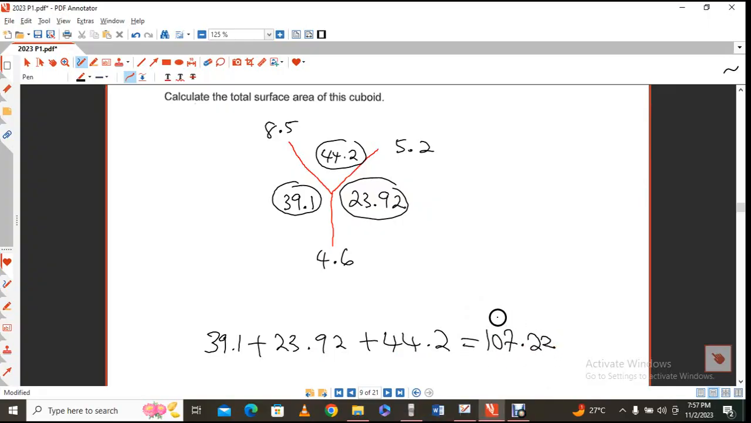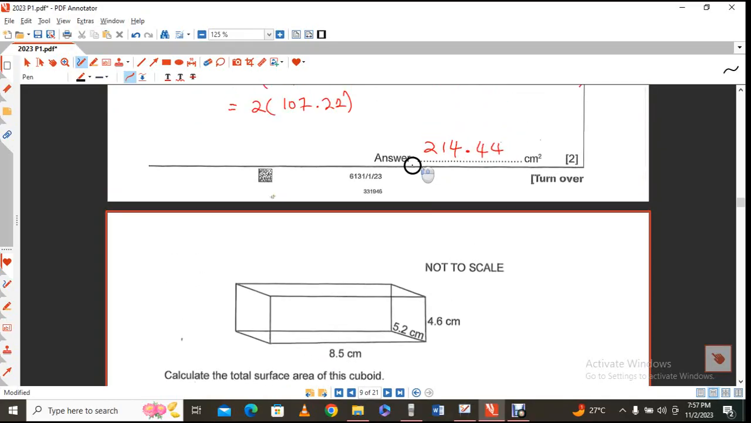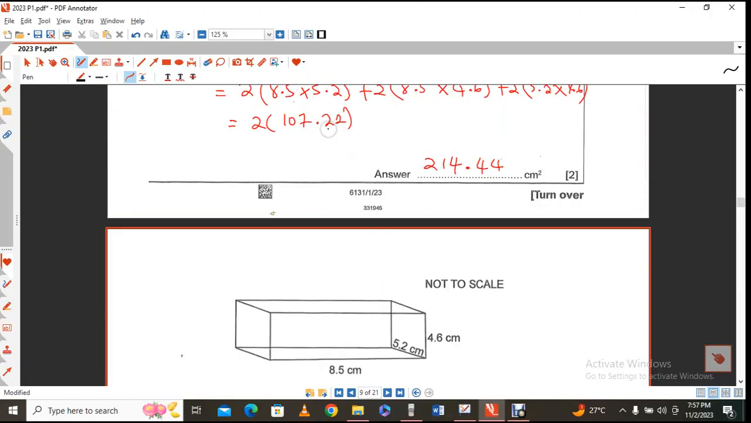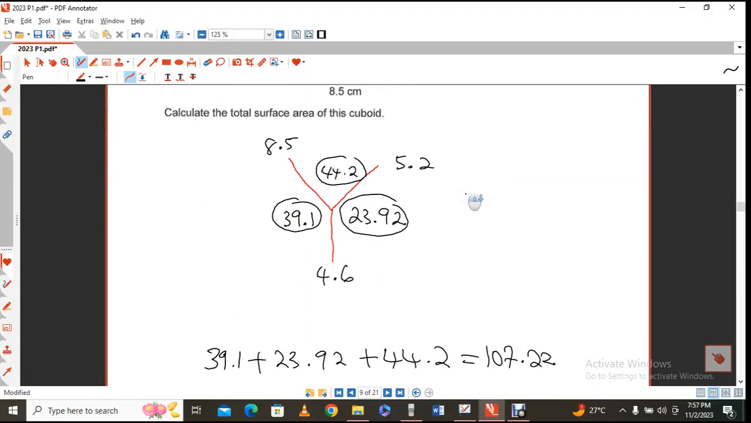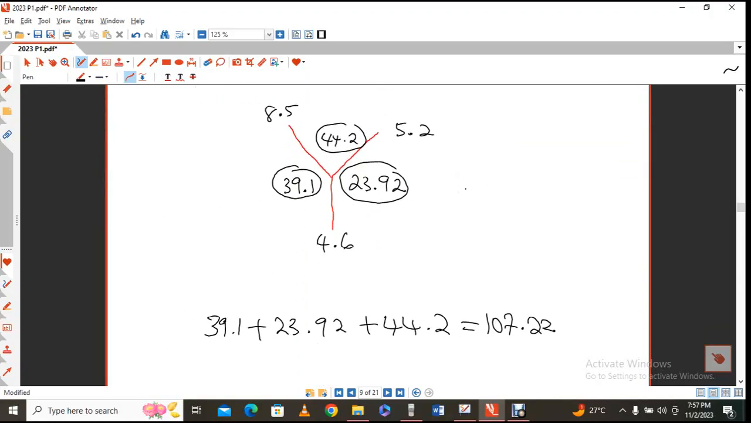107.22. Now, what that represents is half of my answer. If you go back, you'll see that I had 107.22 over there. So I'll multiply that answer by 2. What is the reason for that? Well, let me just show you what the reason for that is. Let me just go back to my y.